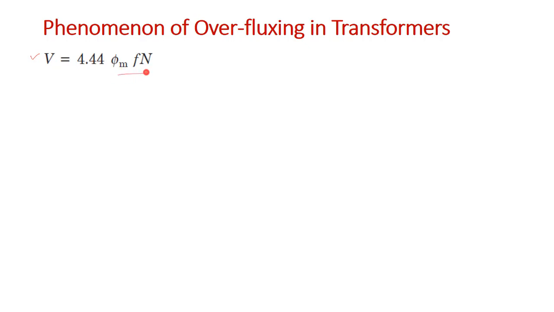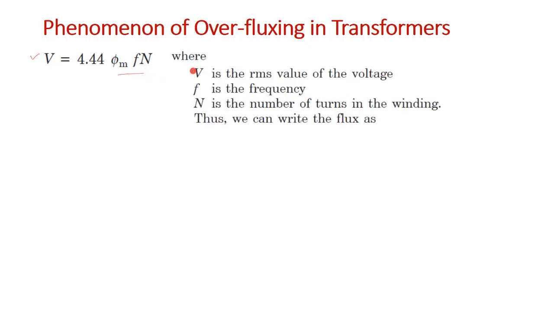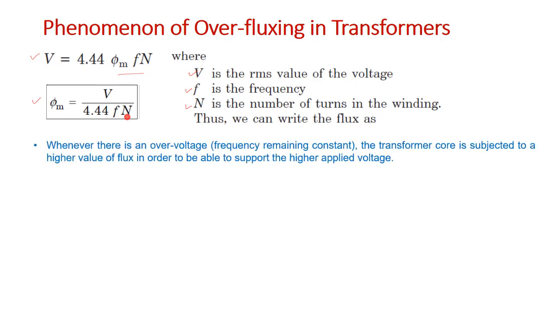We already know this equation from the basic analysis of the transformer, where V is the RMS value of the voltage, F is the frequency, and N is the number of turns in the winding. Thus we can write the flux equation like this. So I can write phi m equal to V by 4.44 F N, right? So whenever there is an over voltage, with frequency remaining constant, the transformer core is subjected to a higher flux value.